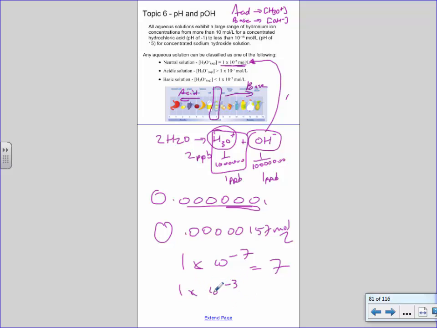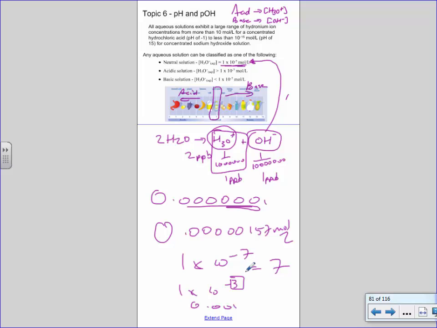Is 10 to the minus 3 more acidic or less acidic than water? It's more acidic. I know that 3 is actually a smaller number than 7, but it means that you only have a couple of zeros in front. So this is now more acidic. Well, what's the pH of this thing now? 3. It actually helps to explain another really common confusion.